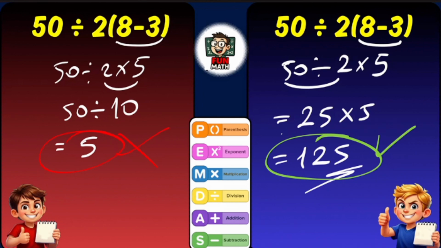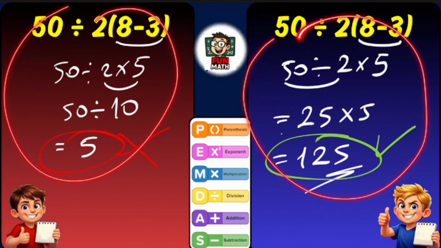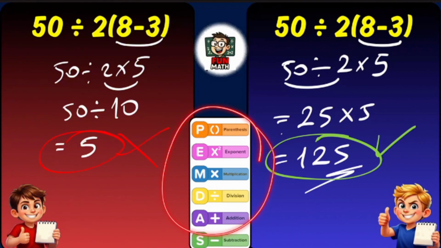Today we learned the wrong answer, the correct answer, and the rule behind it. I hope it makes sense now.